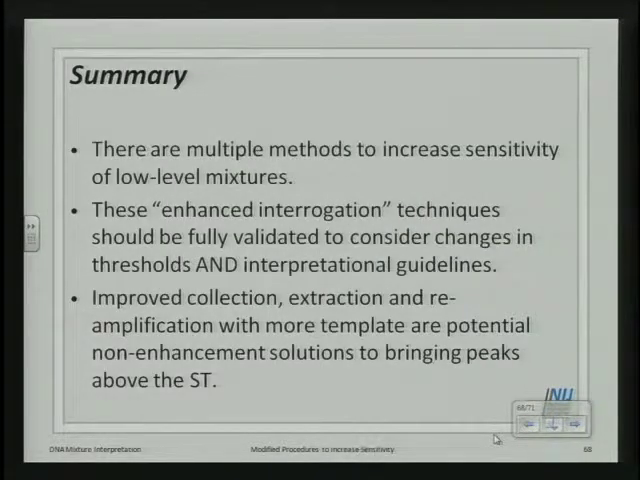So to summarize, there are multiple methods that you can use to increase sensitivity with low-level mixtures. As John likes to call them, enhanced interrogation techniques need to be fully validated before you consider this. So it's one thing just to say, well, why don't we just inject it for a few more kilovolts or whatever, or why don't we just add another cycle or two. Make sure that you've validated that first, because it may cause a change in your thresholds and your interpretational guidelines.